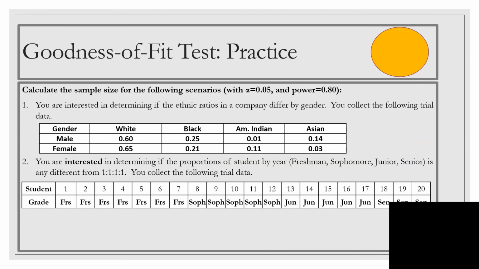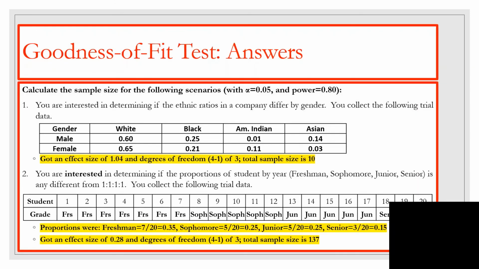Here are two practice examples for goodness of fit. Take some time to do these yourself. The first example, we're already given the proportions. So we can plug those into the table, and we get an effect size of 1.04, and we have 4 different groups, ethnic groups. So that gives us degrees of freedom of 4 minus 1, 3, for a total sample size of 10.